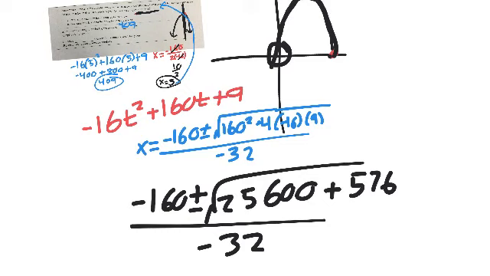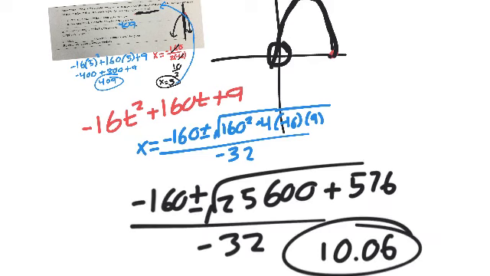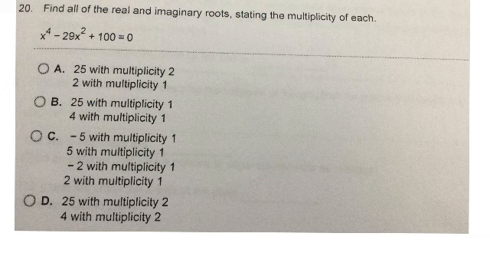So 161.7, make that negative, and then negative 160, and then divided by negative 32, I got 10.055. So when I round that to the nearest hundredth, it'll be 10.06, which is the correct answer for B.